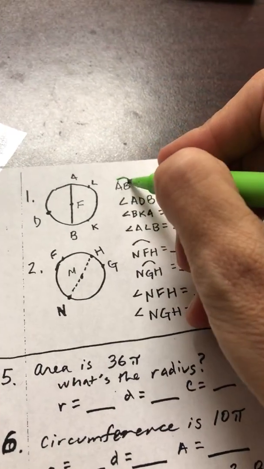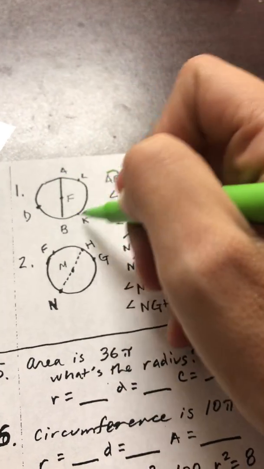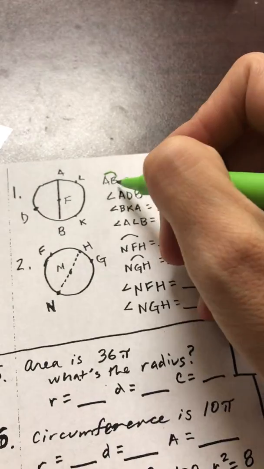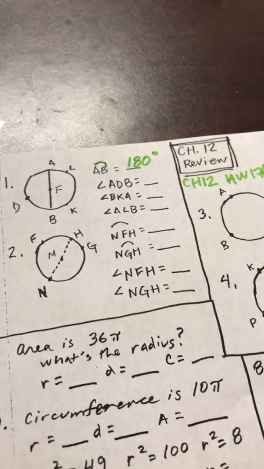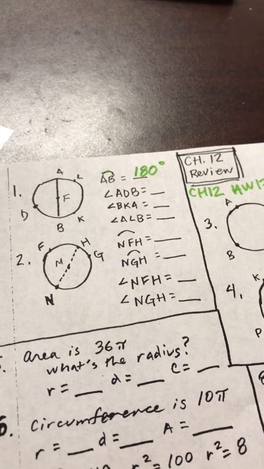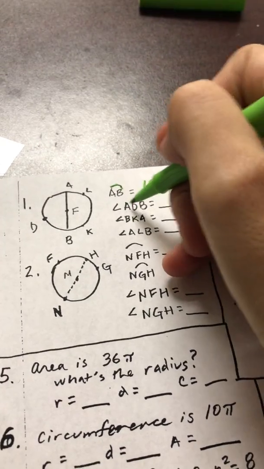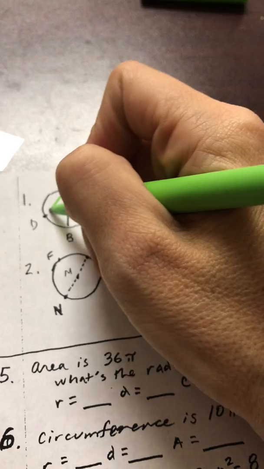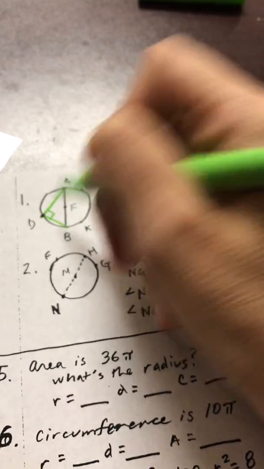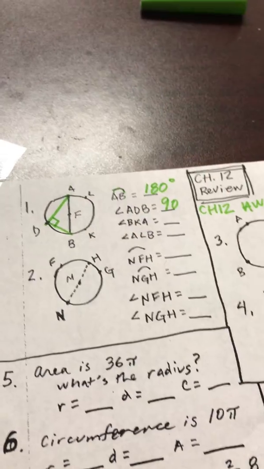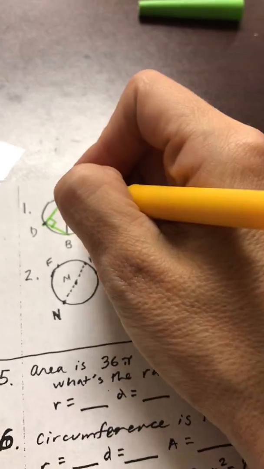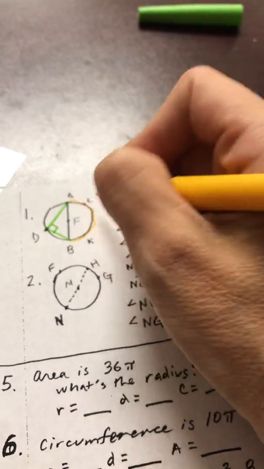It says arc AB. So arc AB, I could go to the left or the right. It's definitely a semicircle, so I know the measure of it is 180 degrees. There's no other way about it. Now angle ADB. Well, it looks 90 because it is 90, because notice the tip of the cone is 90 and the snow is 180.